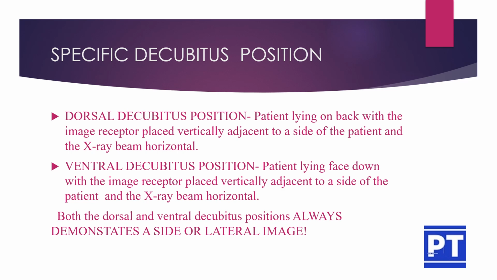Specific decubitus position, dorsal decubitus position: the patient lying on back with the image receptor placed vertically adjacent to a side of the patient and the X-ray beam is horizontal. Ventral decubitus position: the patient lying face down with the image receptor placed vertically adjacent to the side of the patient and the X-ray beam is horizontal. Both the dorsal and ventral decubitus positions always demonstrate a side or lateral image.